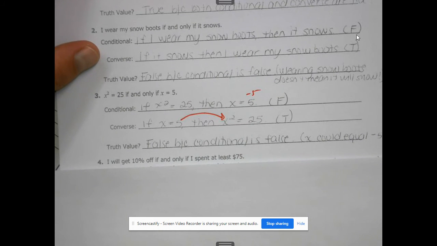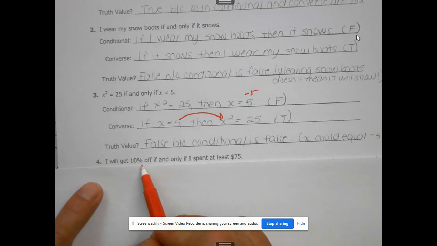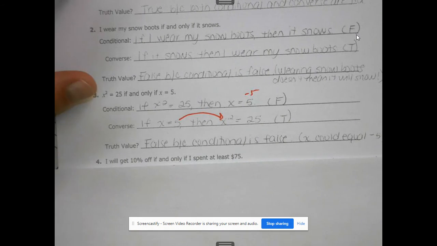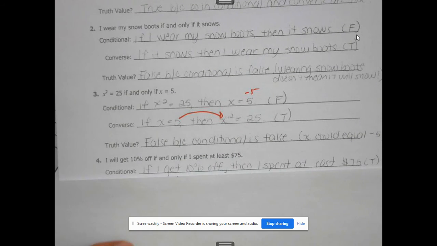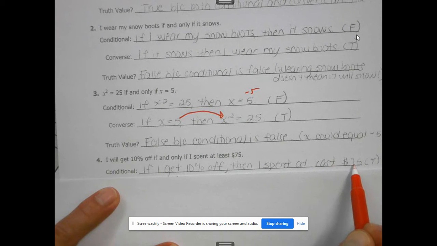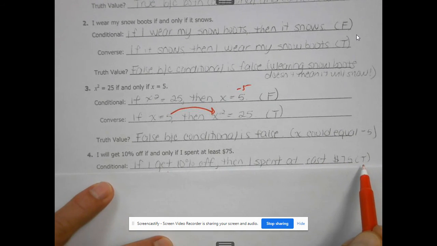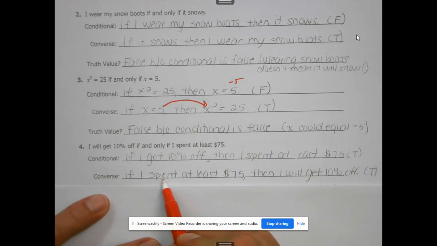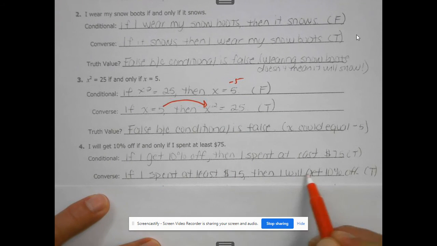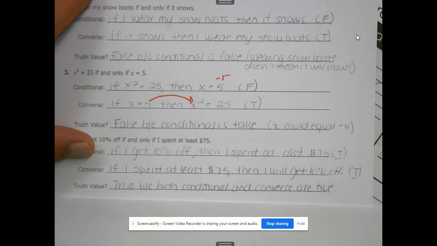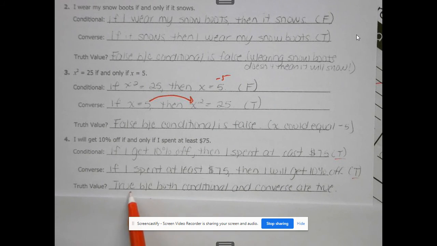Number 4, I will get 10% off if and only if I spend at least 75 bucks. Okay, conditional. If I get 10% off, then I spent at least $75. True. Yep, exactly. That's what our biconditional told us, for sure. Converse. If I spent at least $75, then I will get 10% off. That is also true.